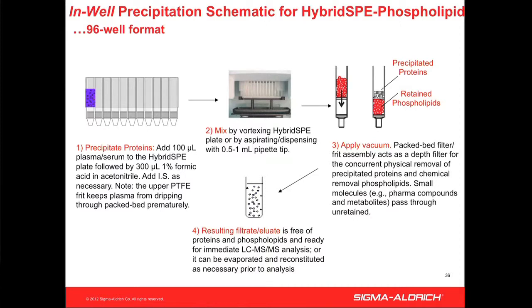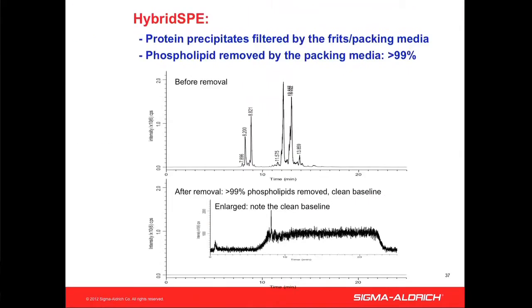Precipitate the proteins in the 75% acetonitrile, 1% formic acid, do the mixing, apply the vacuum. The precipitated proteins are retained by a filter here, and the phospholipids are retained in the matrix, and then your eluate is ready for analysis. So showing you again, this is what these phospholipids look like before removal and after removal. With this baseline really blown up, you note the very clean baseline compared to the case where simply protein precipitation has been done.